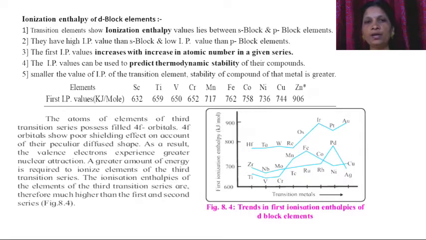The atoms of elements of the third transition series possess filled 4f orbitals also. 4f orbitals show poor shielding effect on account of their peculiar diffused shape. As a result, the valence electron experiences greater nuclear attraction. A greater amount of energy is required to ionize the elements of the third transition series. The ionization enthalpies of the elements of the third transition series are therefore much higher than the first and second series. You can see this in the figure also.